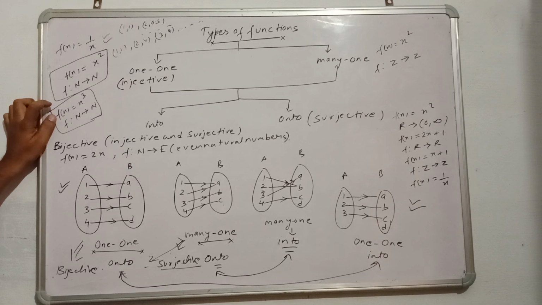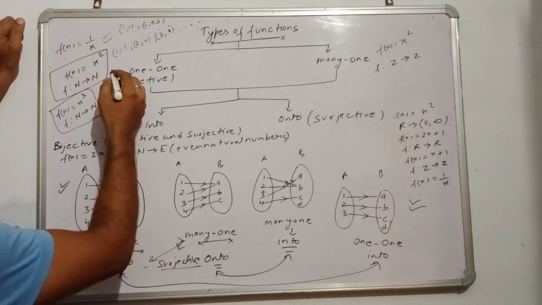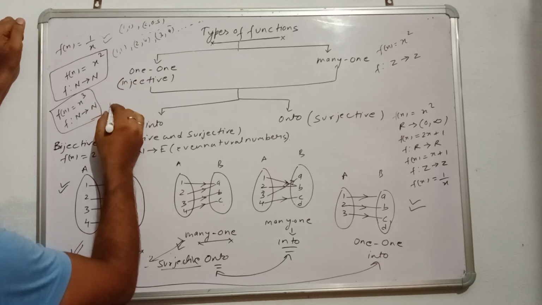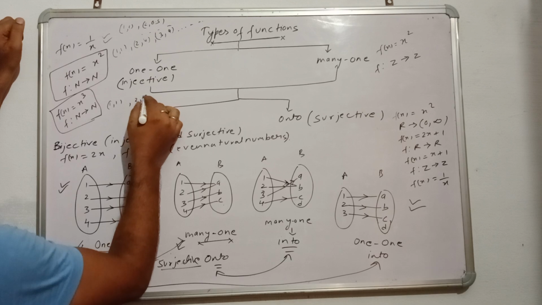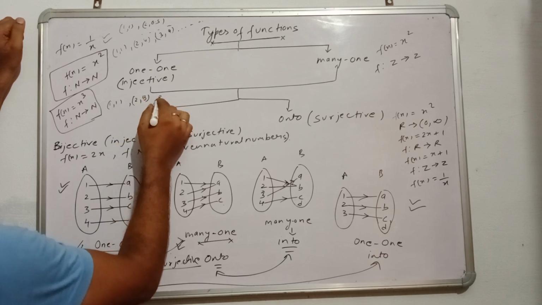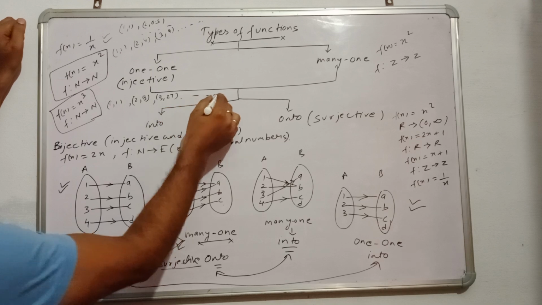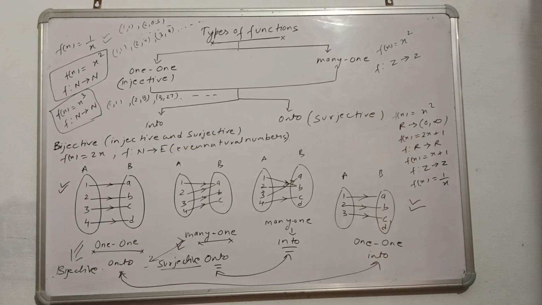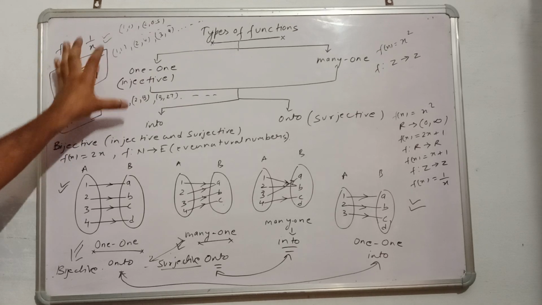Now see this one, f(x) = x cube. Again here x cube is the same. If you put 1, you will get 1. If you put 2, you will get 8. If you put 3, you will get 27. See here, in this way for every different value of x you will get a different value of f(x). This is showing a one-one function.